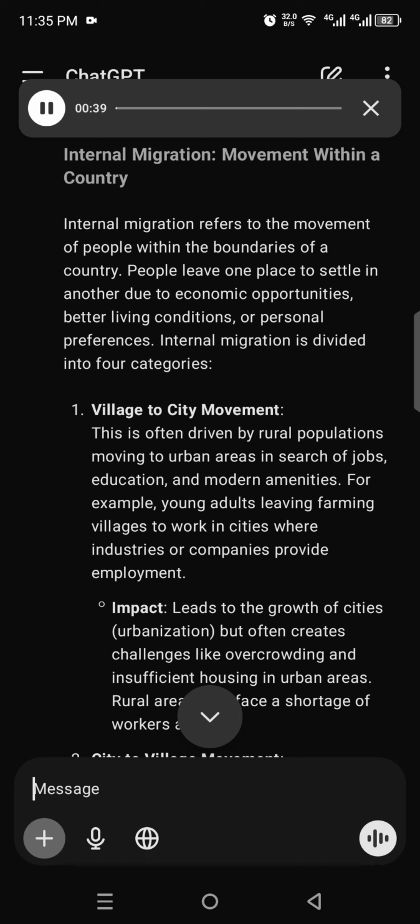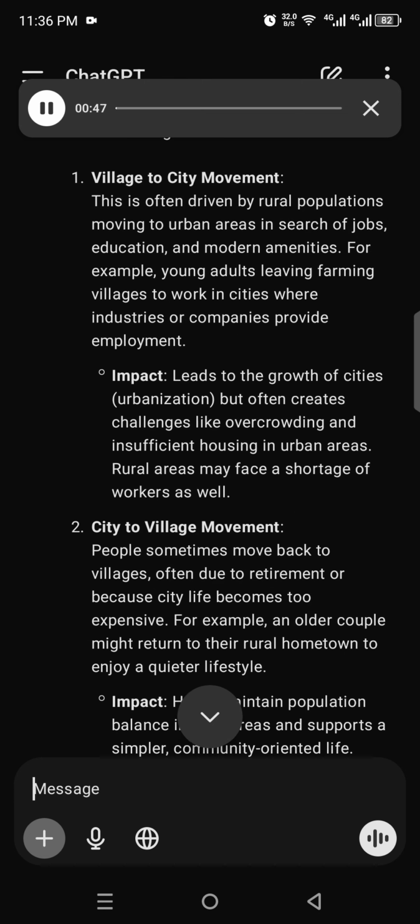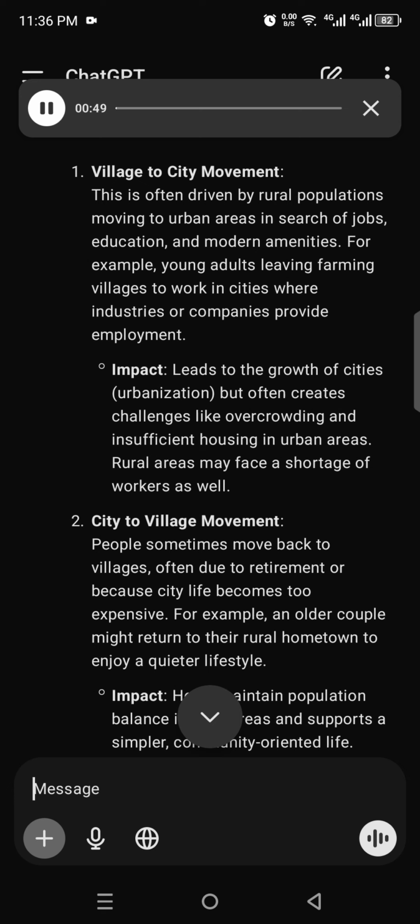1. Village to city movement. This is often driven by rural populations moving to urban areas in search of jobs, education, and modern amenities. For example, young adults leaving farming villages to work in cities where industries or companies provide employment. Impact: leads to the growth of cities, urbanization, but often creates challenges like overcrowding and insufficient housing in urban areas. Rural areas may face a shortage of workers as well.